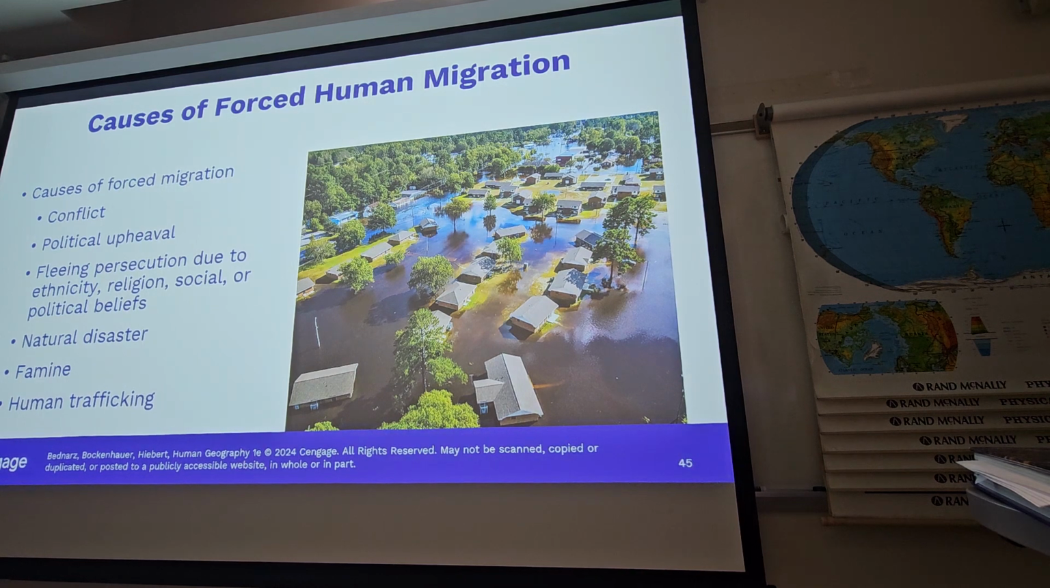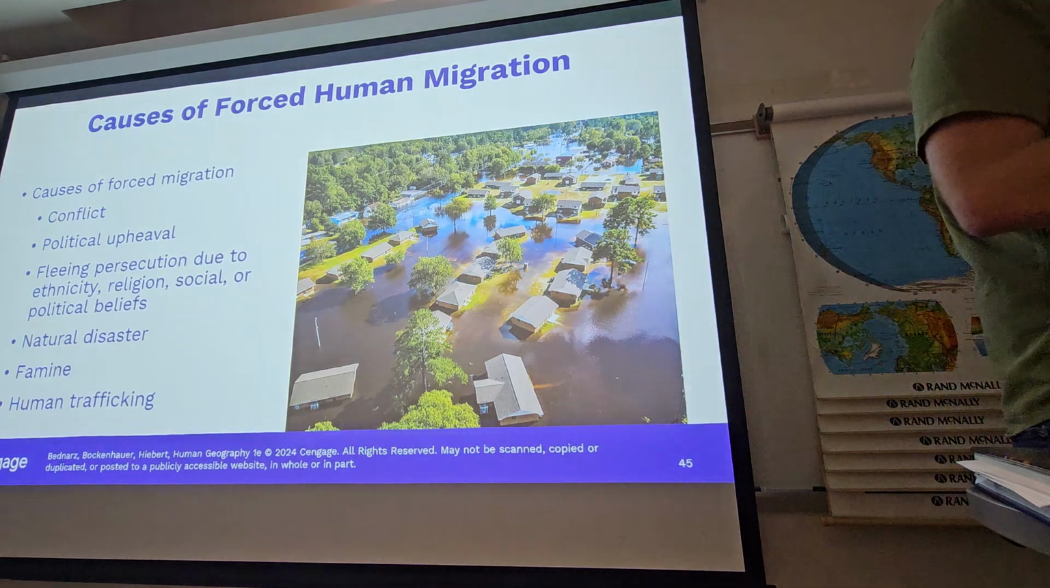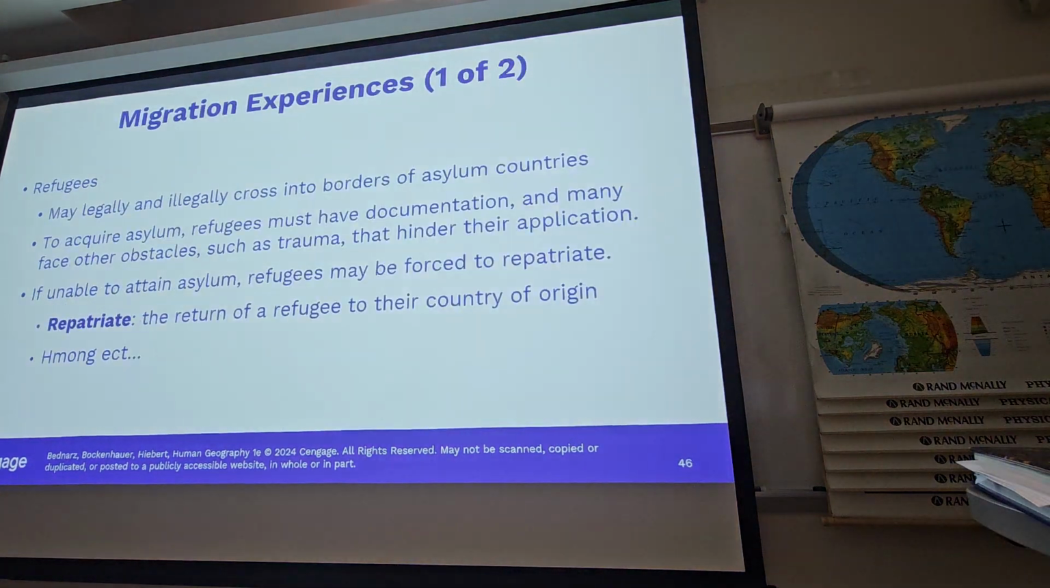Causes of forced human migration. Well, I actually already mentioned all these, I think. Didn't really mention natural disaster. It's definitely a thing that happens. I would say percentage of total people who migrate, it's pretty small total percentage. Famine, human trafficking. Again, these are forced migration, right? You don't have a choice.